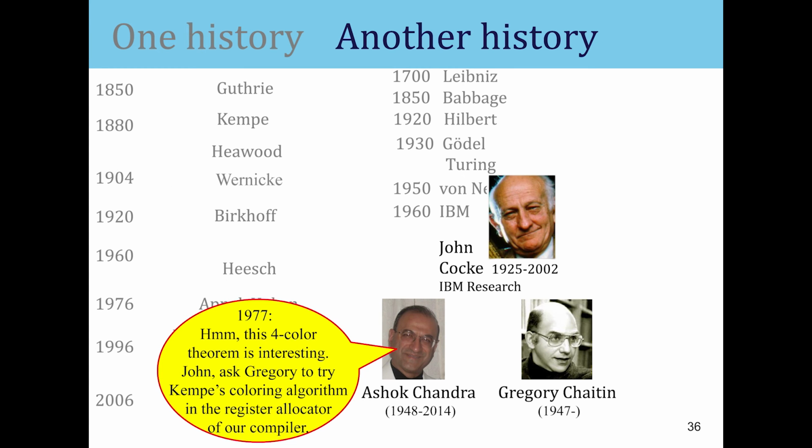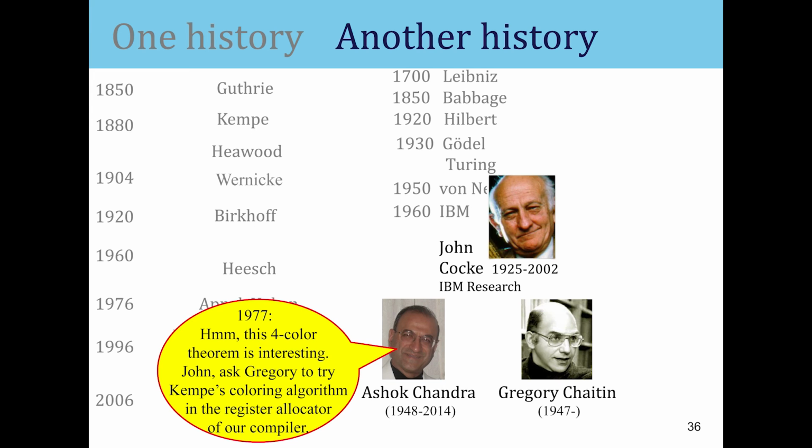Ashok Chandra, having seen these talks about the four-color theorem and Kempe's algorithm for coloring graphs, said, well, maybe graph coloring is a good abstraction for the register allocation problem, and maybe we could color those graphs by finding low-degree nodes and removing them and coloring the rest of the graph and then putting them back.